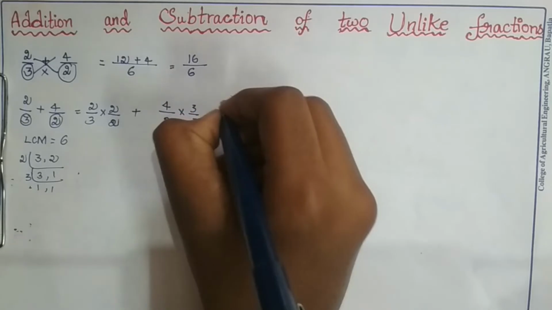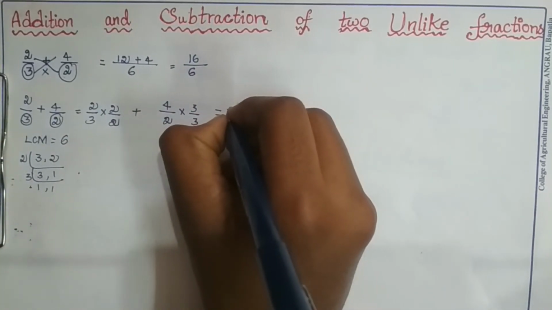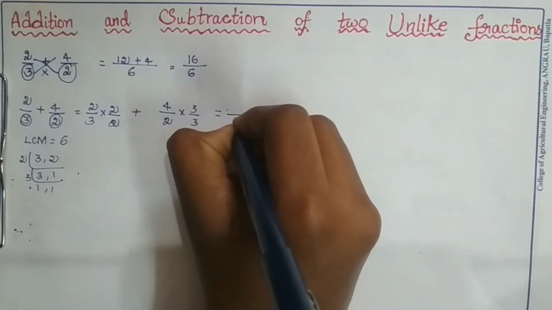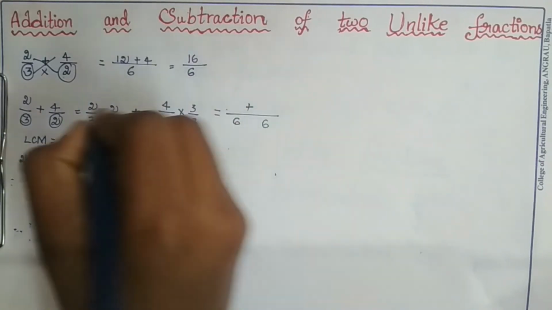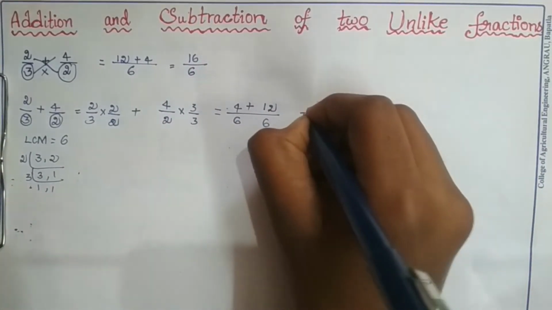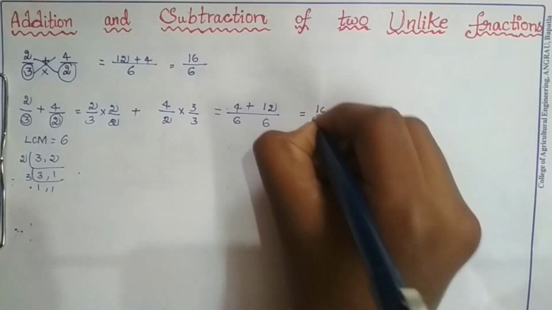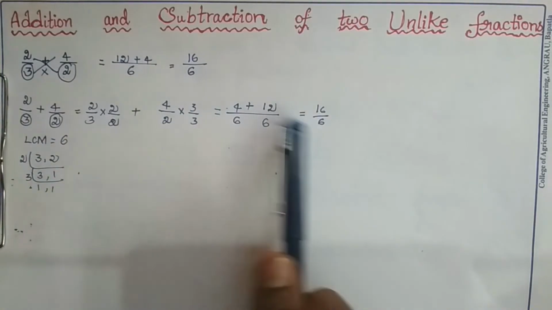Here we will get 6 in both denominator places. 2 2s are 4, 4 3s are 12. Let us add this. 16 by 6. So we got the same answer.